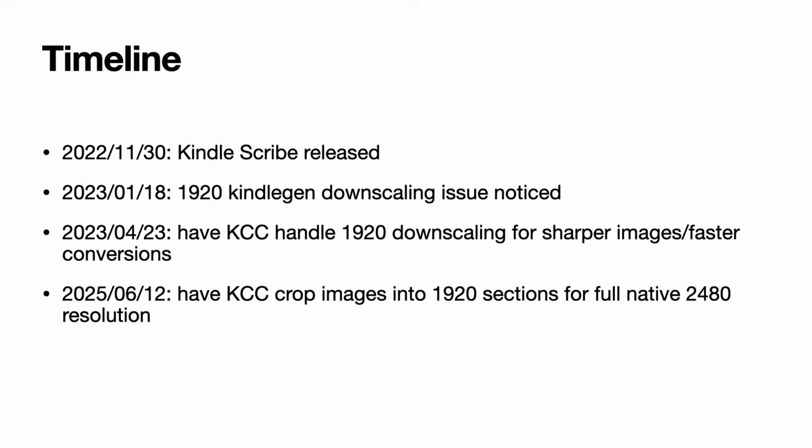And yeah, let's just go over the timeline. 2022, November 30th, the Kindle Scribe was released. 2023, January 18th, the downscaling issue was noticed. On April 23rd of that year, we just switched KCC to handle 1920 downscaling for sharper images and faster conversions. And 2025's June 12th, have KCC crop images into sections so you can enjoy the full 2480 resolution. This took 2.5 years to realize, but once you figure it out, then it's actually not that hard.